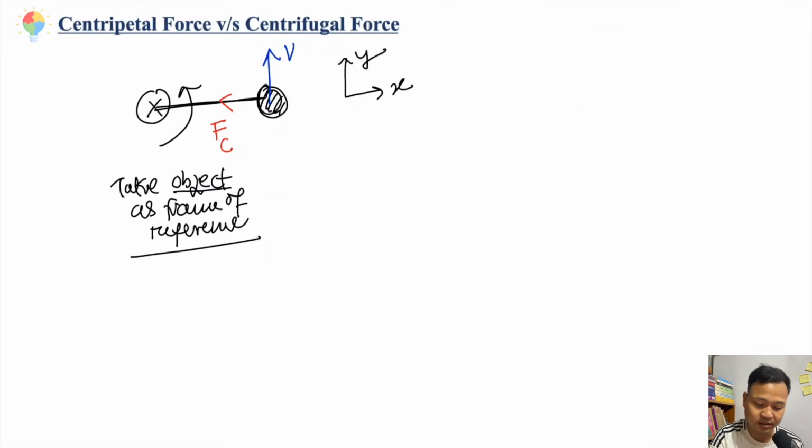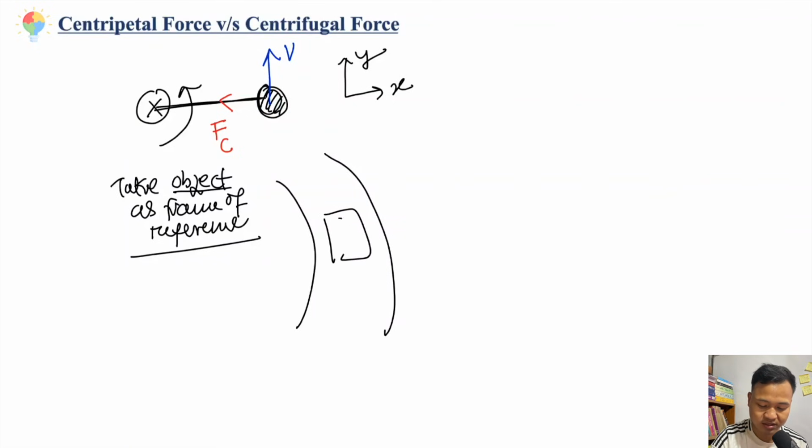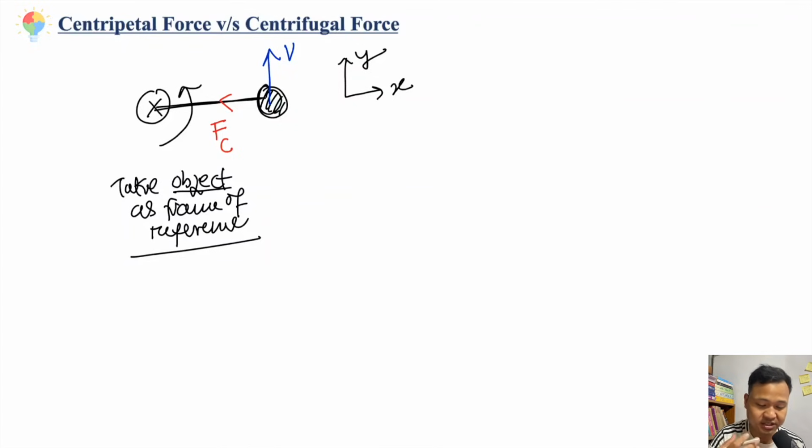So what will you feel? You will feel that you are being pushed away in this direction. Your body will be pushed outward. If the curve is like this, you'll be pushed outward, away. So this push is not a real force, okay? It is an imaginary force. So this is what we call pseudo force, okay?